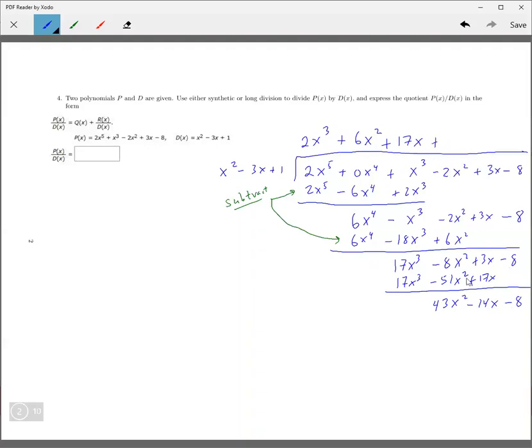And then finally, 43 times x squared is 43x squared. And then 43 times 3, that's 129, minus 129x. And then plus 43. Okay, and then when you subtract this, you actually get positive 115x minus 51.